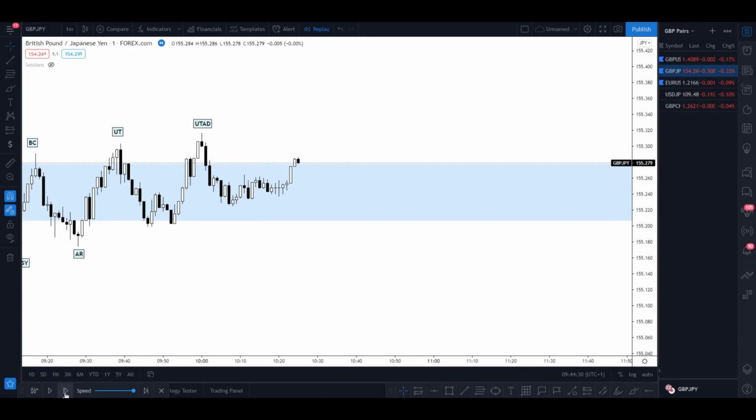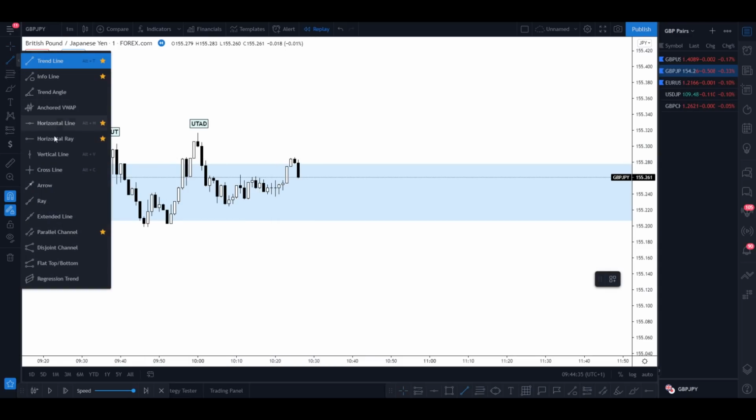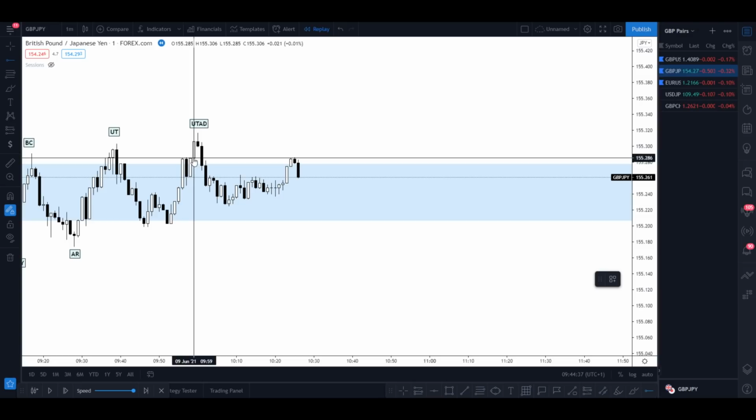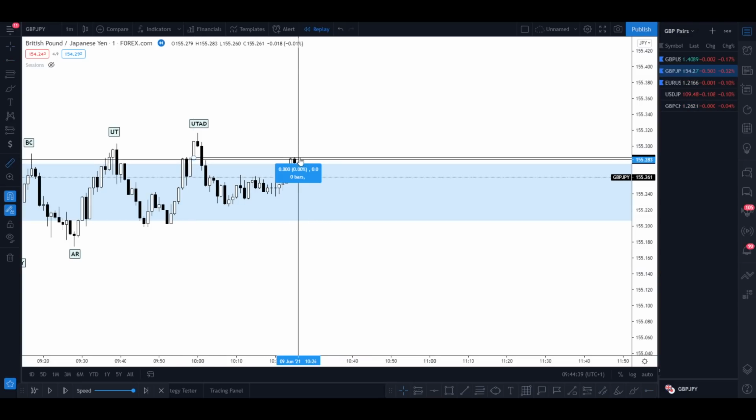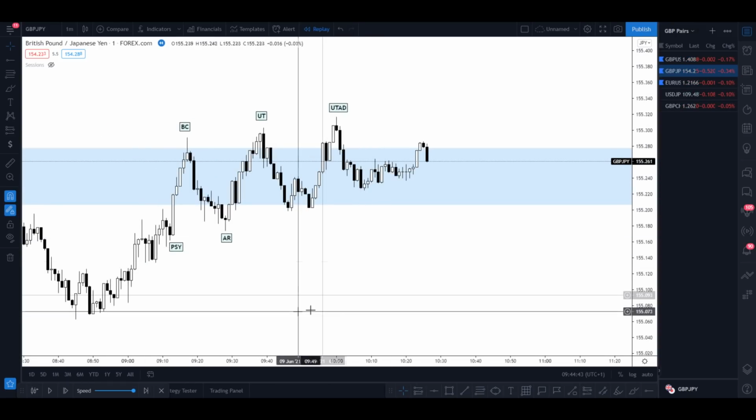I'm pretty sure price comes back to retest this institutional candle to the pip. So it comes back to retest the UTAD. You get your entry filled. Stop loss would have been the high for 3 pips. I didn't catch this. I'm gonna be real, I didn't catch this one. I caught a different entry.